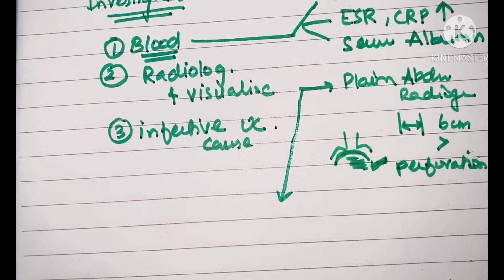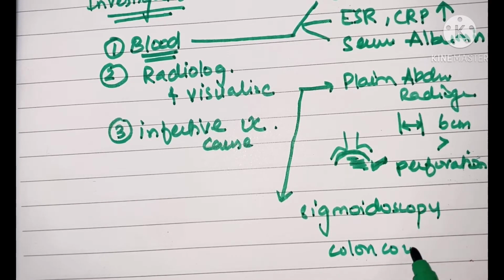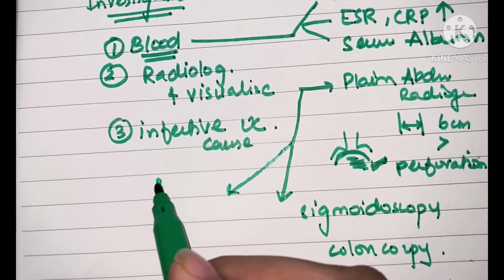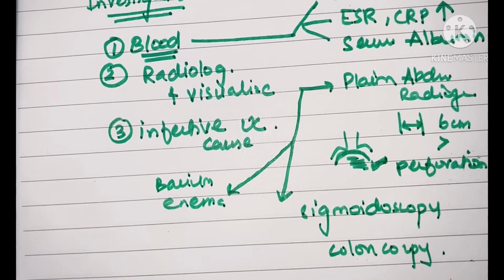Then to visualize, first of all we'll do sigmoidoscopy, and then we'll go for colonoscopy. Now before these we'll perform barium enema. We'll pass the barium material through the rectum, and we'll see the inside of the rectum and colon. The evidence will be loss of haustrations or pseudopolyposis, plus because of the disease advancement, ulcerations and nodularity will be seen, which are evidence of ulcerative colitis.